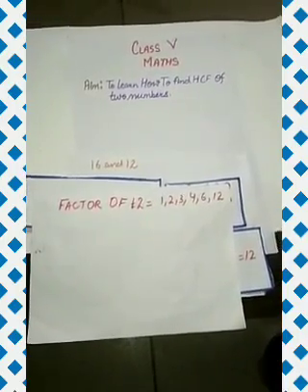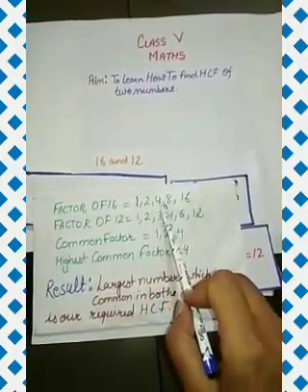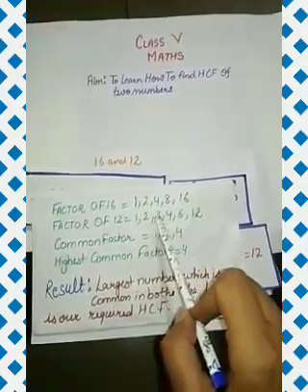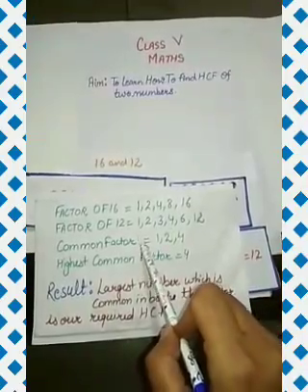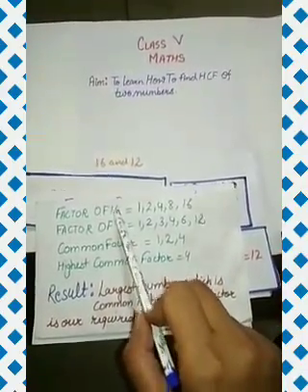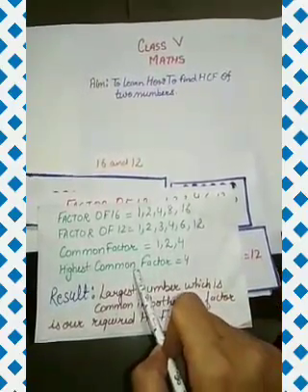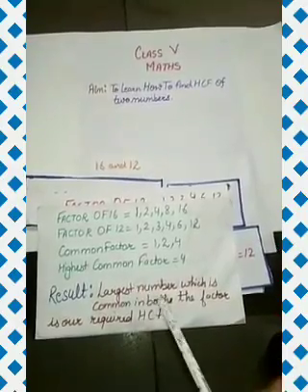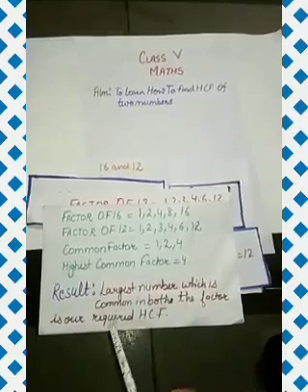Now, we conclude factors of 16: 1, 2, 4, 8 and 16. Factors of 12: 1, 2, 3, 4, 6 and 12. So, common factors between 16 and 12 are 1, 2 and 4. Highest common factor is 4. So we conclude the largest number which is common in both the factors is our required HCF.